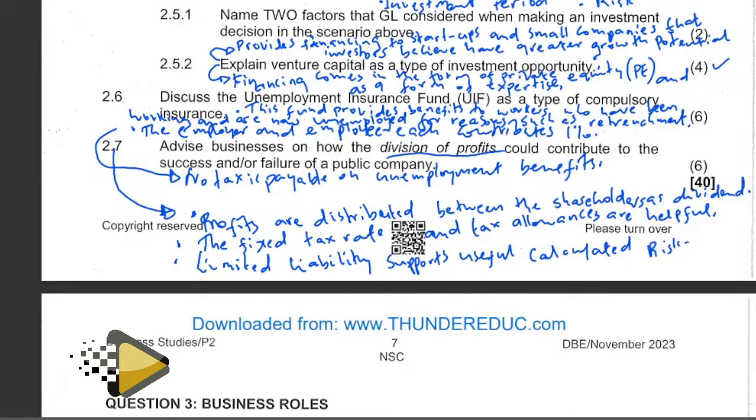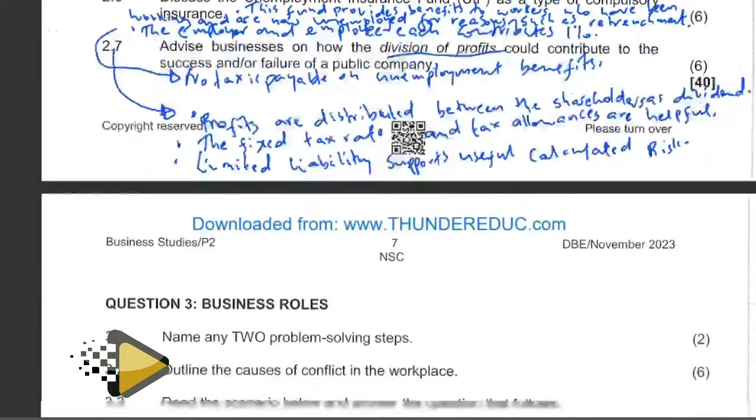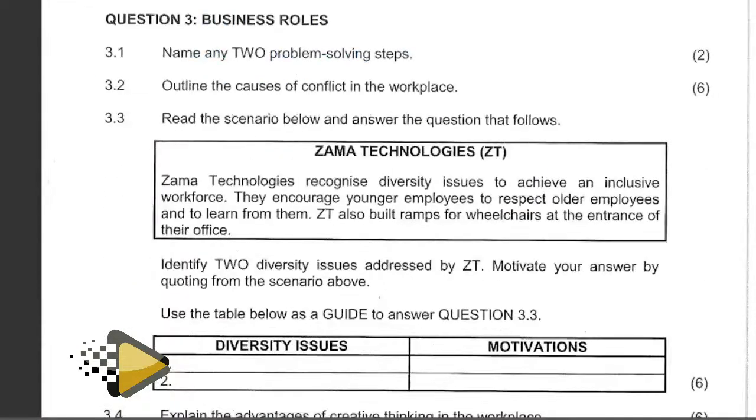Okay, so now we're actually saying that profits are distributed between the shareholders as a dividend. And I did explain to you what the meaning of this dividend is. Also, the fixed tax rate and tax allowances are very, very crucial in this regard. Also, limited liability supports useful calculated risk. Okay, right, grade 12. Now we are done with this question. Let's move on to the next question, which is question 3. And now this question reads as follows.